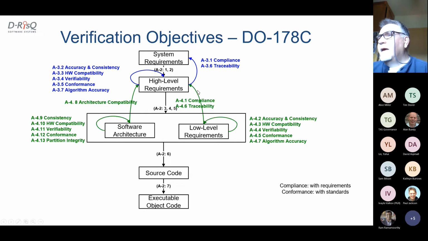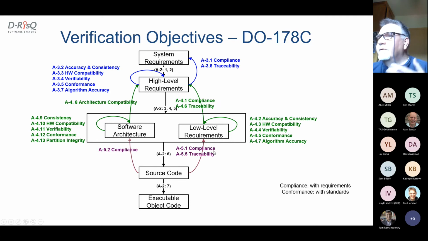There are similarly summary tables of verification objectives, and here are the high-level headlines for those. So there's architecture compatibility, compliance and traceability. Again, you can see it's a common thing. Consistency, hardware compatibility will start to come in. Again, verifiability and conformance, and then partition integrity, where you may have lesser critical or non-critical software, and you must make sure it's partitioned from critical software. And there are further objectives here.